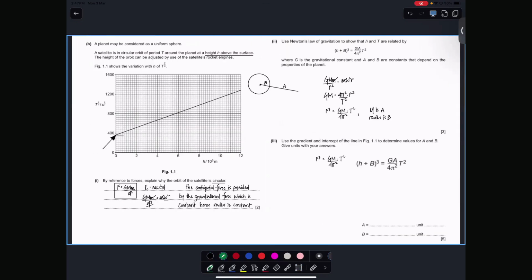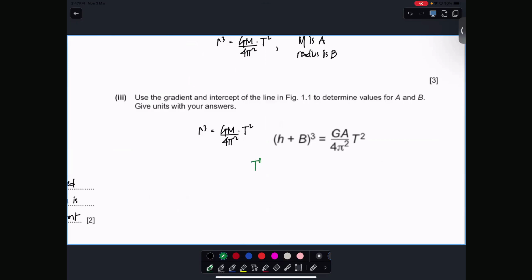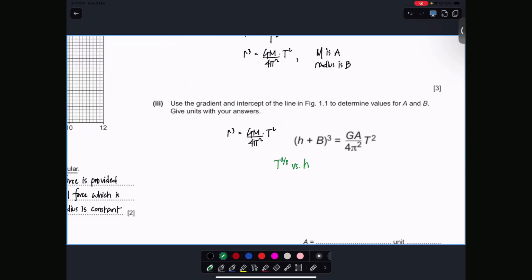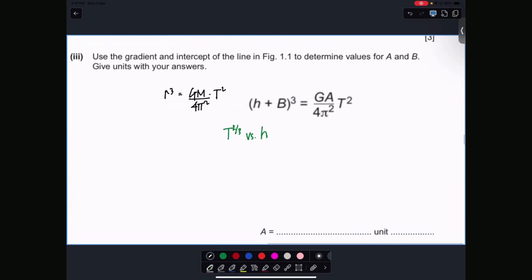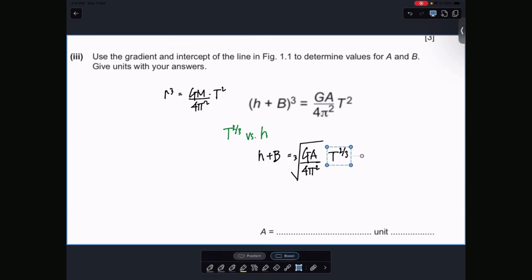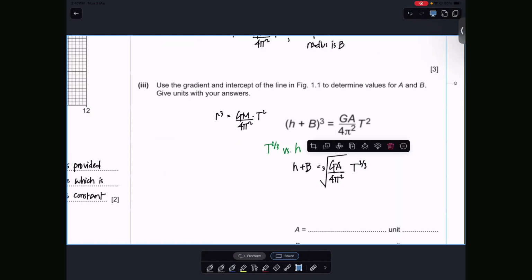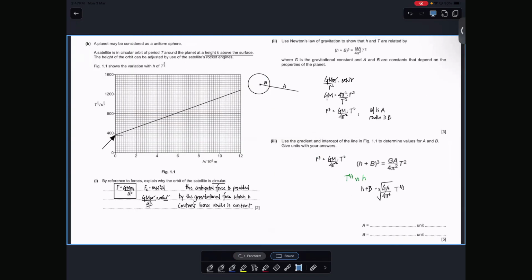So we are plotting a graph here for what versus what? T to the power 2/3 versus what is plotted? H. That's the problem. Okay, so here I'm going to rearrange this. I'll take a cube root here. So H plus B is equal to G A by 4 pi square T to the power 2/3, but here also a cube root will come over everything. Then if we make H the subject, right, then this will become Y.